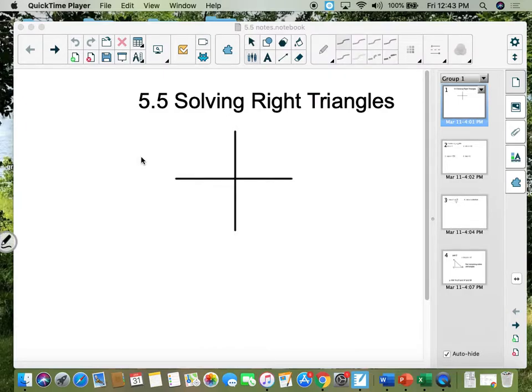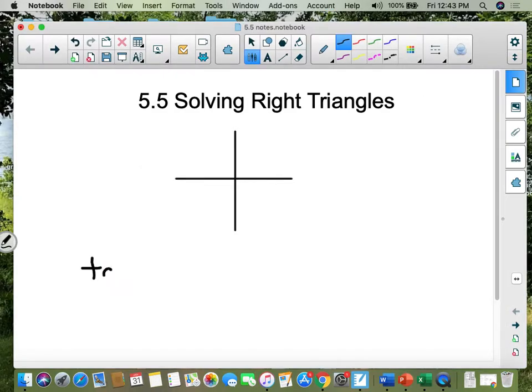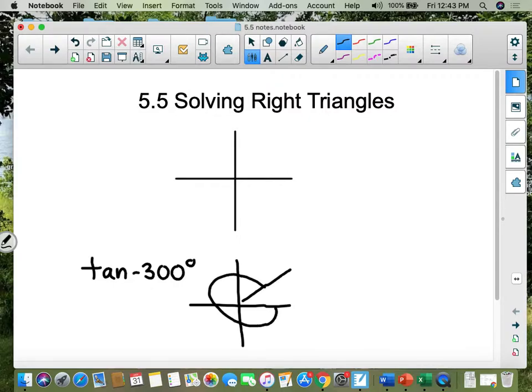Before we start, I just want to do a couple of these from what we've already learned. Let's do the tangent of negative 300 degrees. Negative 300, you go in this direction, don't you? And you stop about right here. Some of you are drawing your line to the y-axis. You never draw it to the y-axis. You always draw it to the x-axis.